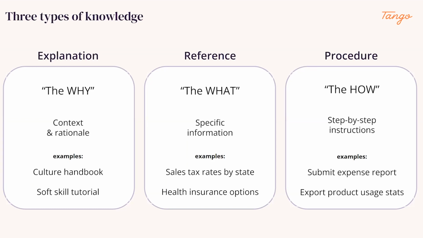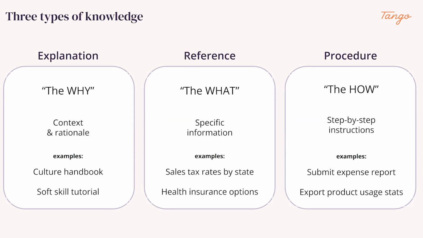explanation, which is the why, right? So background, context, rationale, right? Reference information, which is like specific information. So like a list of healthcare insurance options employees can choose from, or the different sales tax rates by state, right? And then the third category is procedural knowledge, which is usually step-by-step instructions, right? How to do something, right? Step by step by step. So keep these three knowledge types in mind as we go through.